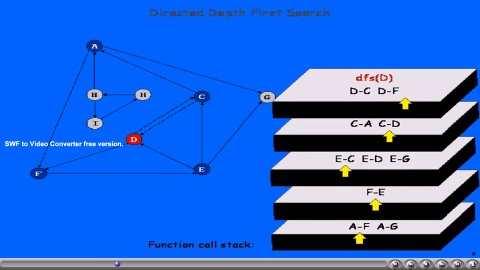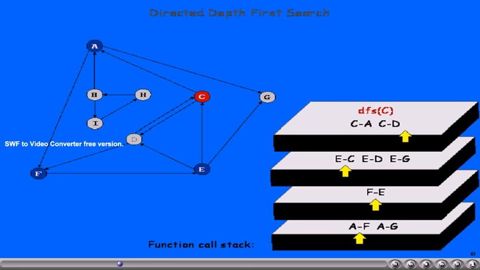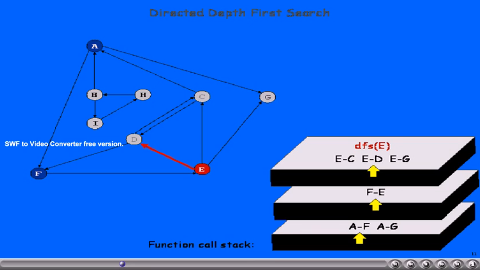The DFS function returns to the previous function call. That is, a rewinding takes place. Again, function calls come out of this function call. Now the function call stack is as shown above.